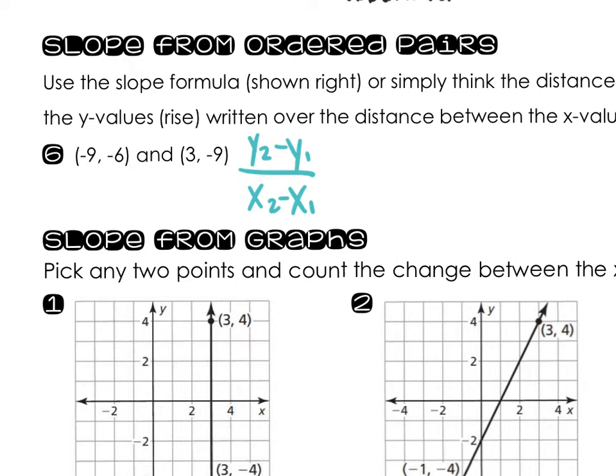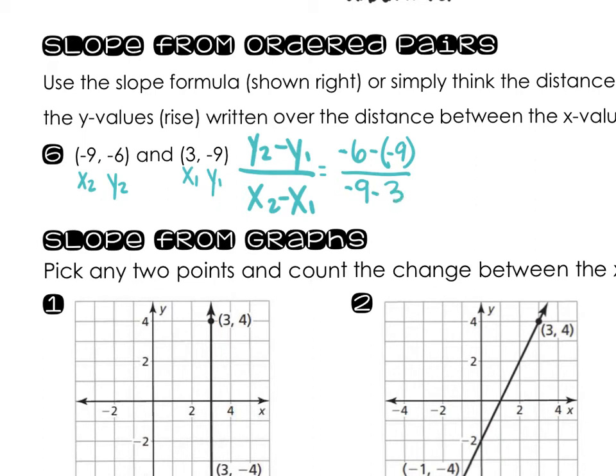So I'm going to say this x2, x1, y2, y1. And I could have switched that the other way, so I'll show you that here in a minute. So I'm going to plug in now. So if y2 is -6 minus y1 is -9. So I have to make sure I have minus and then -9 because that's important. And then I want to have x2 minus x1.